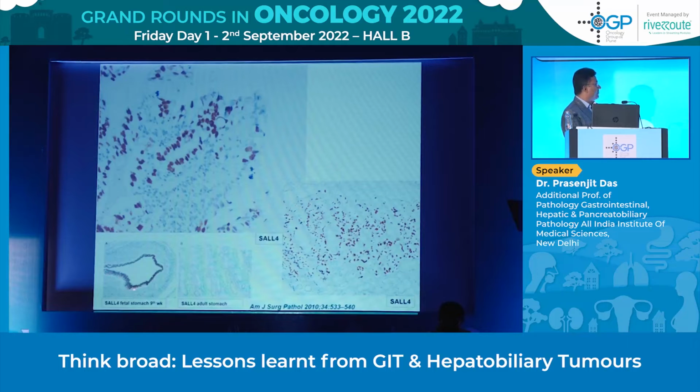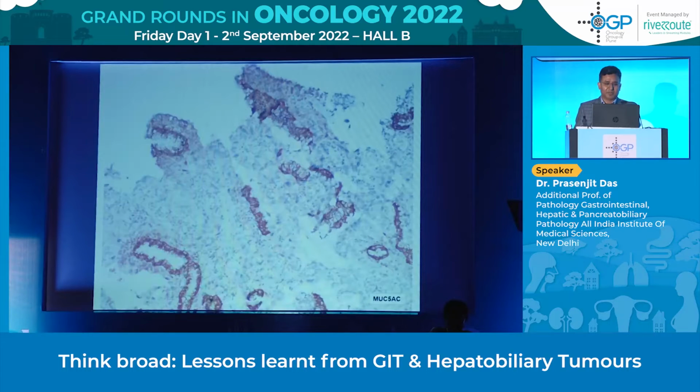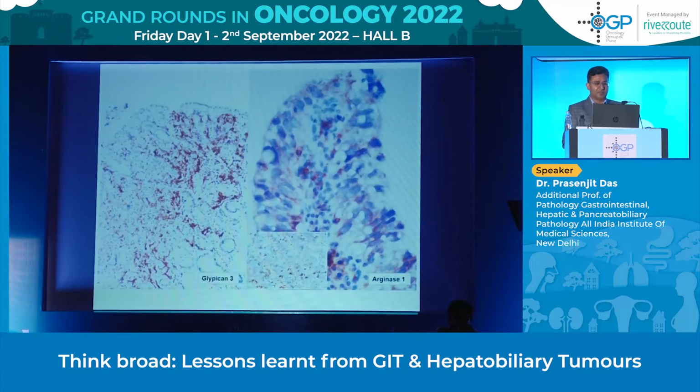However, if you do SALL4 in a fetal stomach of around 9 or 10 weeks, the epithelium will be positive. This is the MUC5AC. You can see I showed also very focally there was foveolar differentiation. Predominantly the tumor cells were negative for MUC5AC. The tumor cells were also positive for glypican-3 and arginase 1.